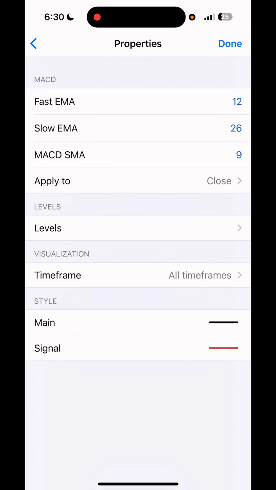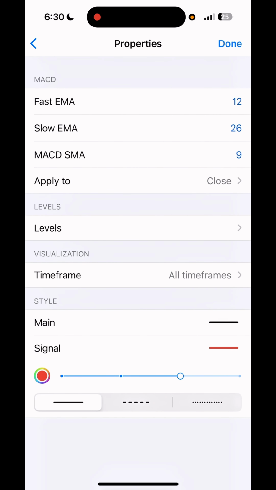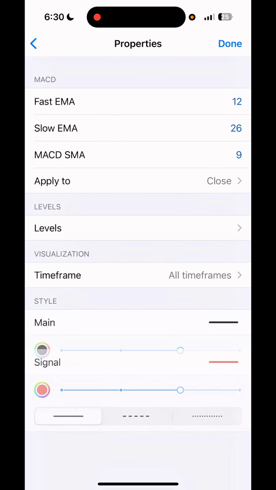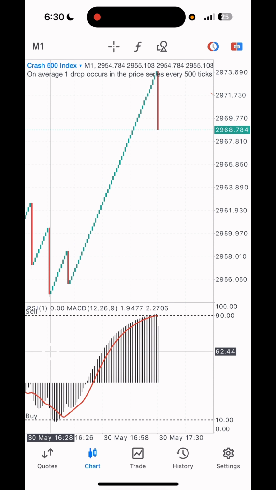You can see fast EMA there's 12, slow EMA 26, MACD SMA 9. All right, apply to close. Style, the main is 3 pixel, signal 3 pixel, color black for the main, signal color red on this first straight line. You click on done.